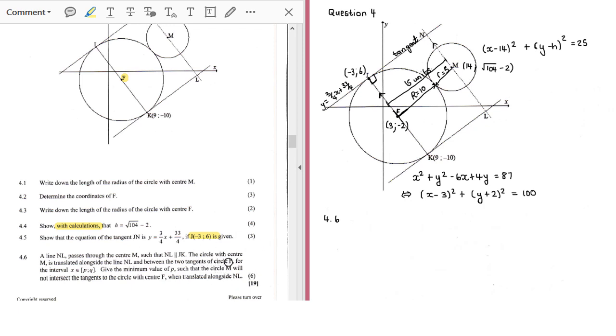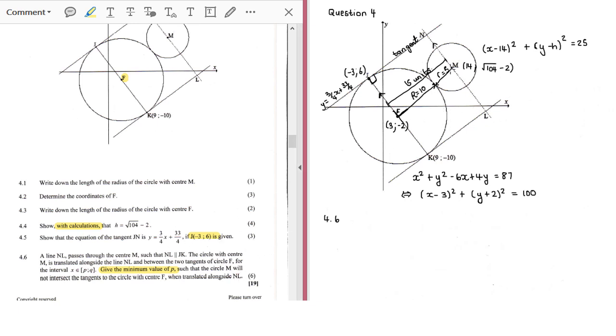What else do they say over here? They say that the circle, which is centered at M, is translated along the line NL, between the two tangents of the circle F. For a given interval, x an element of PQ, we need to give the minimum value of P. So in this interval, P is the minimum value. What they're trying to say is calculate the value of P such that the circle M will not intersect the tangents of the circle centered at F when translated along the line NL.